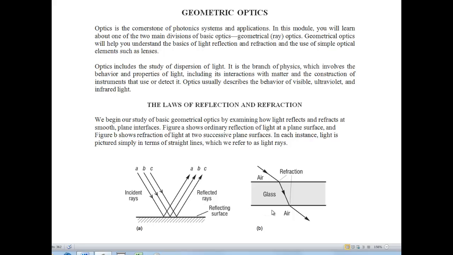With refraction, it's going to be a light ray coming at a particular angle, hitting our second medium, which in this case would be glass, bending or refracting internally, and then once leaving that medium, it's going to hit our third medium, which would be air, and it's going to bend or refract again.